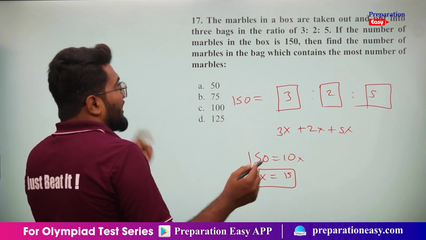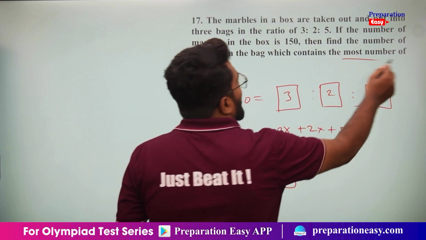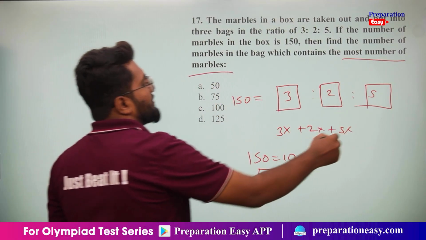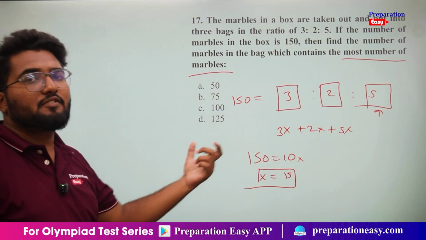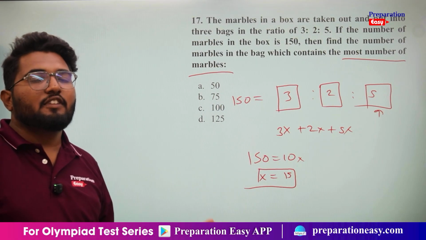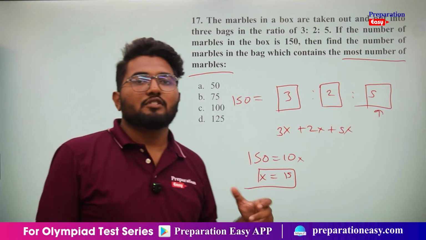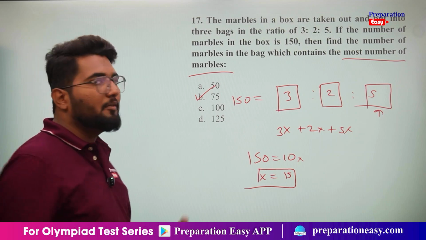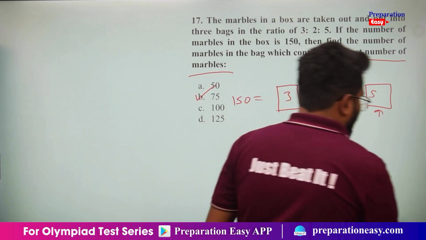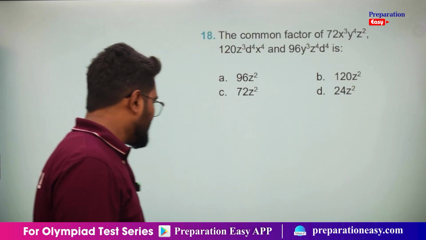What do we have to find? We have to find the most number of marbles. The most marbles are in the third bag, that is 5x. 5x means 5 into 15, which equals 75. So what will be our answer? Our answer will be B, 75. Let's move towards the next question.